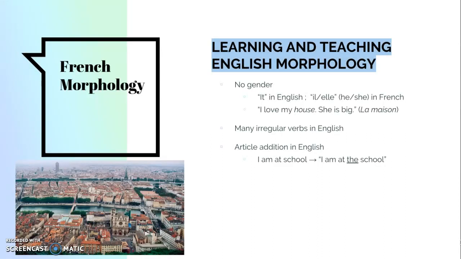So as a synthetic language, French could impact English by the addition of unnecessary articles, such as articles that are always required in French. So for example, I am at school is what we might say, but a French speaker might say I am at the school. And also there's no gender in English, so maybe if we would say, I love my house, it is big, they might say I love my house, she is big, because la maison, house, is feminine in French.